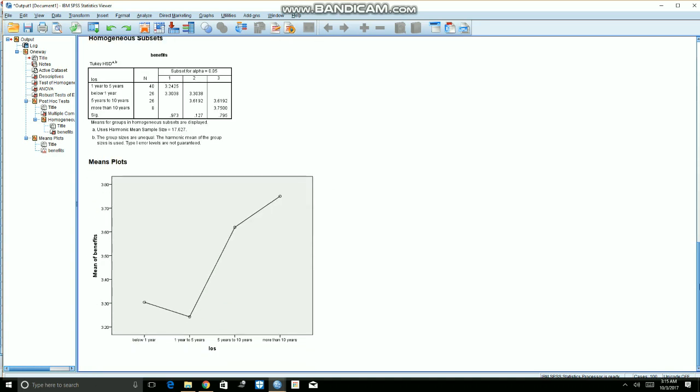Now, let's see the means plot, since there is a significant difference. In this means plot, we have two variables, the mean of benefits and the length of service. Below 1 year has the lowest mean, and it goes up to 1 to 5 years, 5 to 10 years, and more than 10 years has the highest mean for the length of service in the given data. And that's it for the one-way ANOVA test.